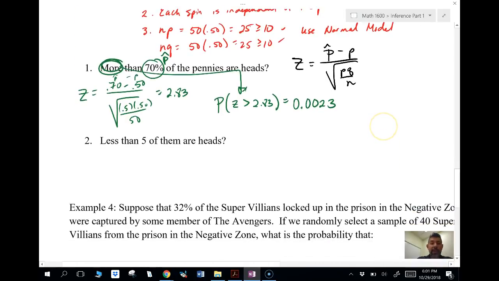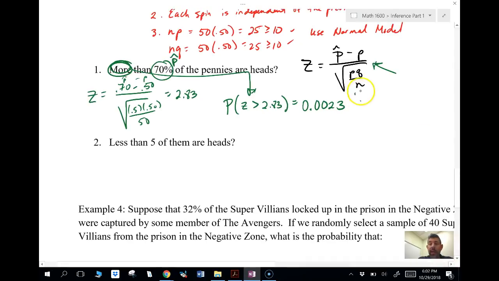All right, so what about less than 5 of them are heads? Now, in this case, I didn't ask for a proportion, and I do need to remind you that when you use this Z formula for sampling distribution for sample proportions, there should be no whole numbers in this except for n. N is the only whole number that you should have. Everything else should be decimals because we're talking about proportions, percentages.